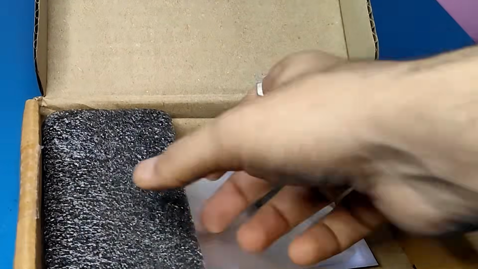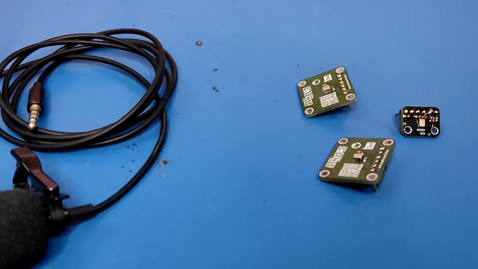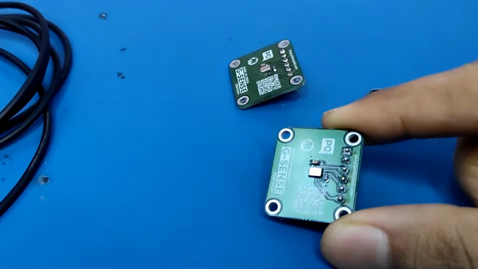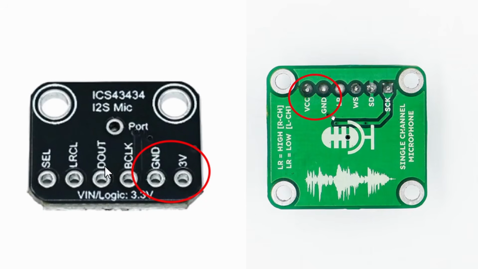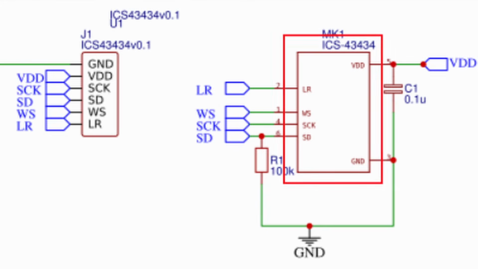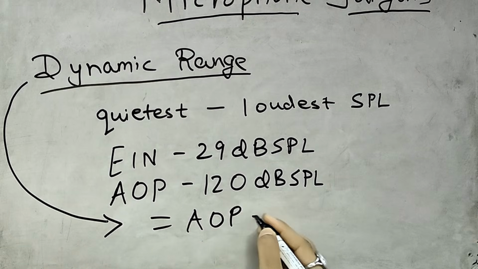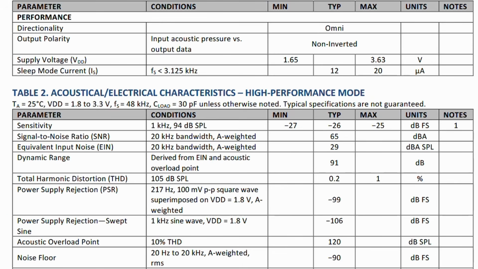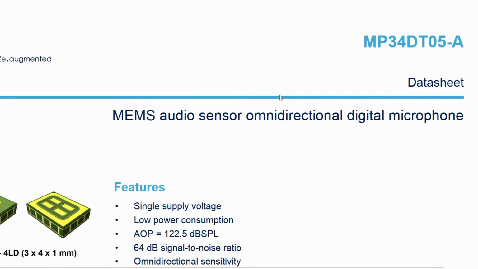In our last video, we dove deep into the ICS-43434 digital I2S microphone. We explored its PCB module pinout and schematic, understood important microphone terminologies, walked through the data sheet, and wrapped up with a comparison of other digital MEMS microphones available in the market.